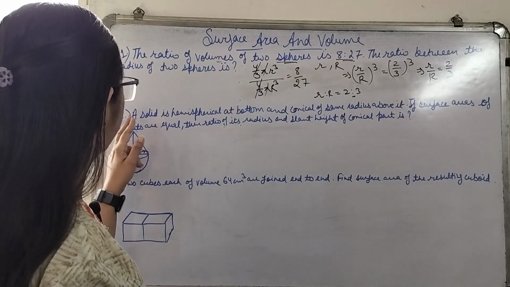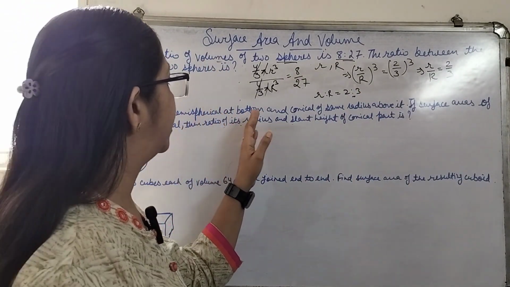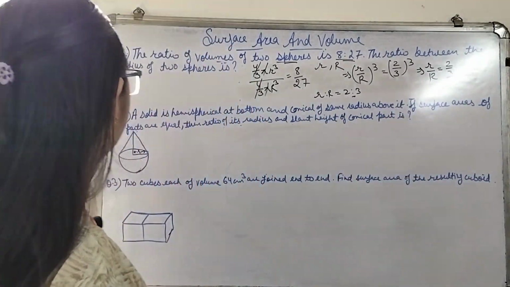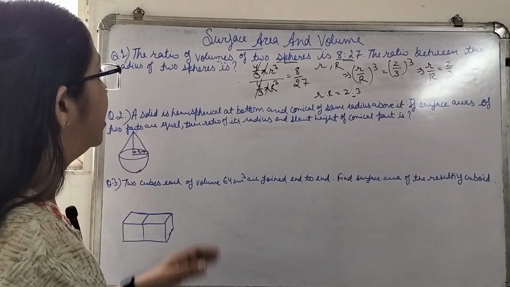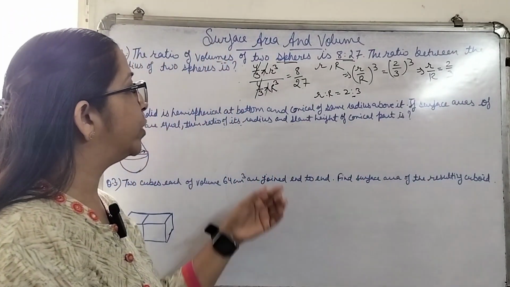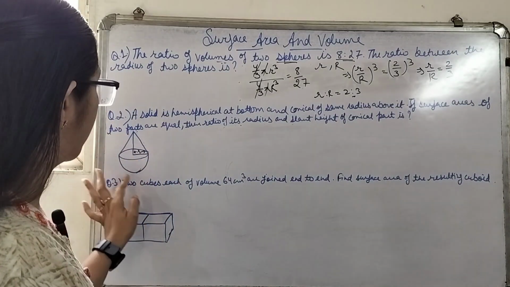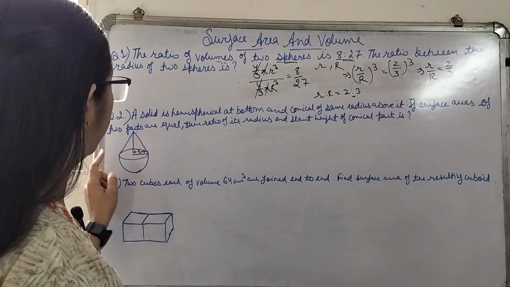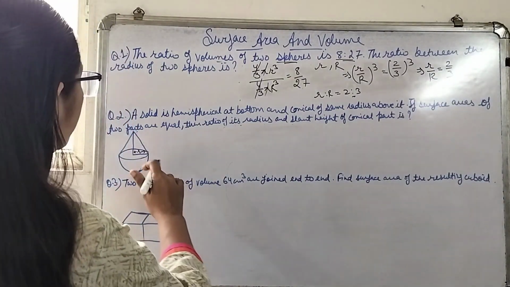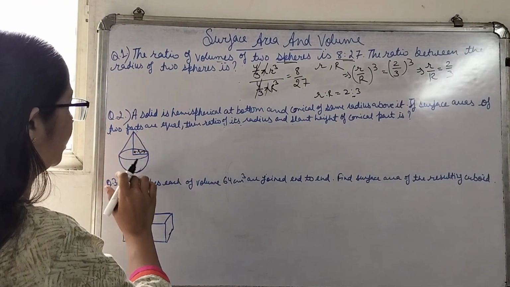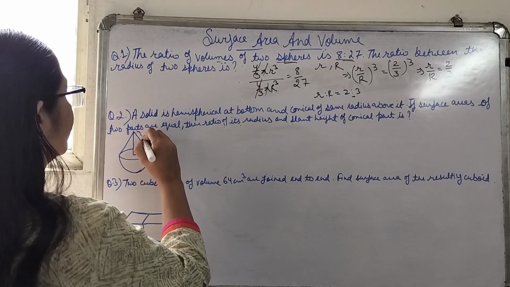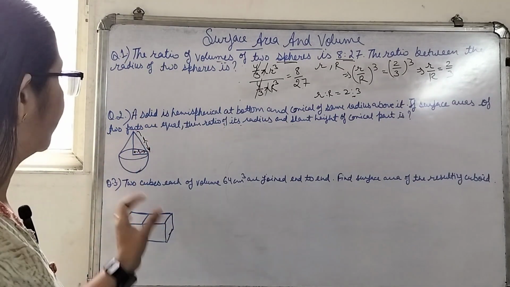Now let's see the second question. A solid is hemispherical at bottom and conical of the same radius above it. If surface areas of the two parts are equal, then the ratio of its radius and slant height of the conical part is? Over here it is given that there is a hemisphere and there is a cone over it. The radius of the cone and the hemisphere is the same. Suppose we assume the radius of both figures, the hemisphere and the cone, is r, and the slant height of the cone is small l. This is what we are assuming.